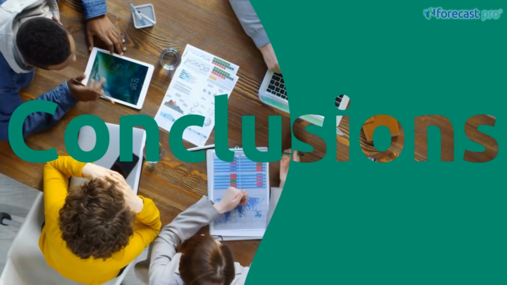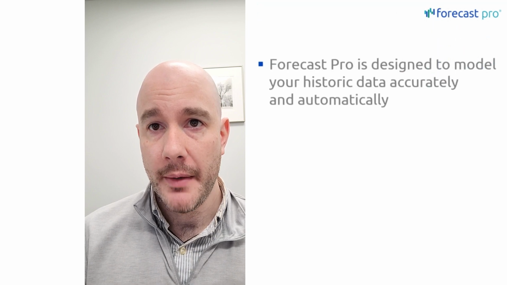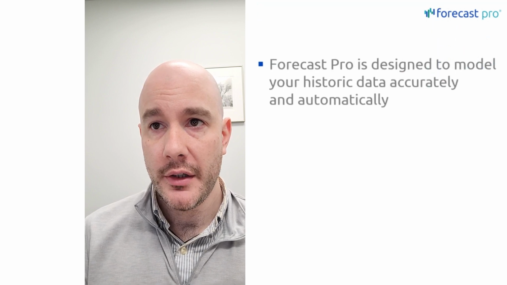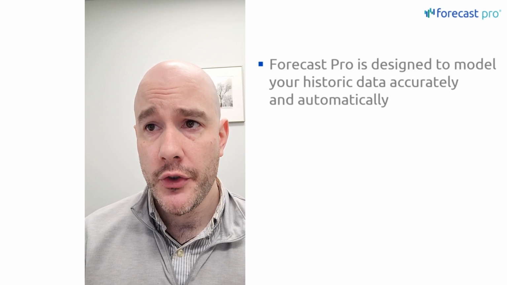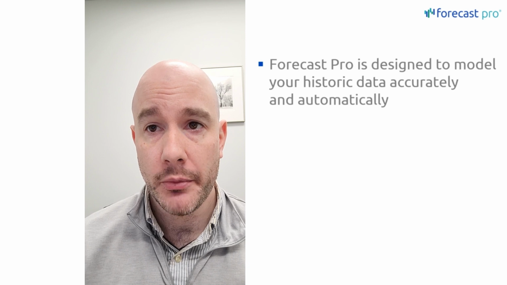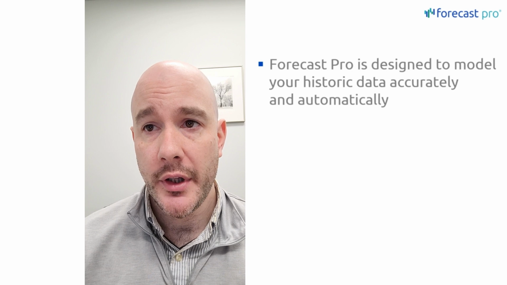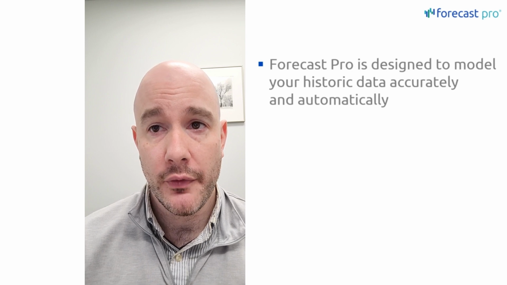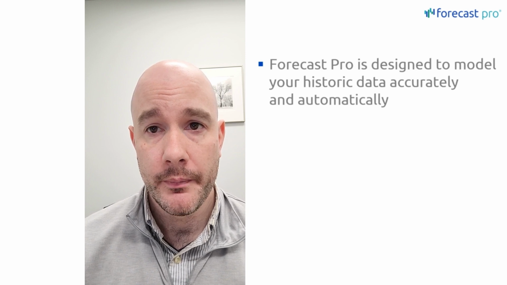Alright, so what have we covered today? Forecast Pro is designed to model your historic data accurately and automatically, and it draws from a large variety of models to do so. And expert selection identifies and simultaneously tests multiple models per item at multiple holdout horizons. So in theory, it's not only the best approximation of the history you feed into Forecast Pro, but also is doing more work than a single forecaster ever could.